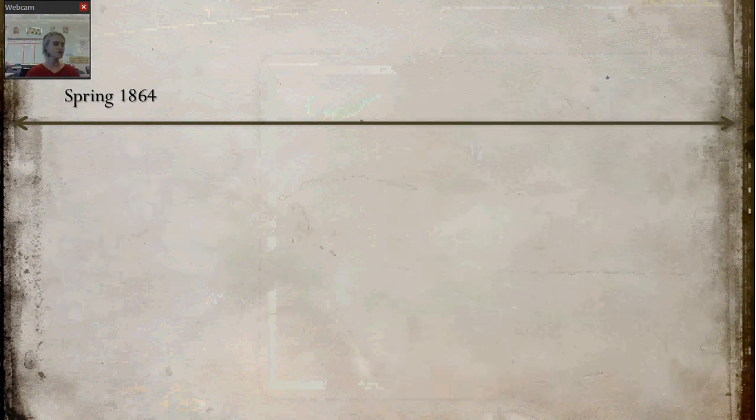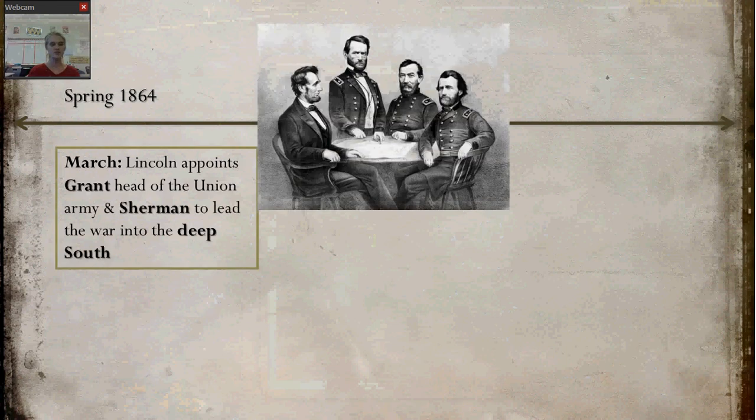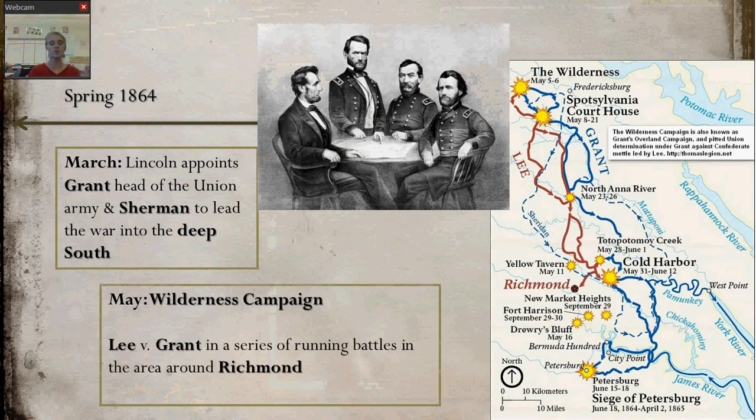All right, so moving on to spring of 1864, Lincoln appoints Grant as the new head of the Union Army, and he appoints General William Tecumseh Sherman to lead the war into the Deep South. So this is Grant, this is Sherman up here. So basically the Union is now taking advantage of their newfound victories, okay? So again, we're looking at Union victories here. First, we have the Wilderness Campaign, which is going to be Lee versus Grant. It is a series of battles.